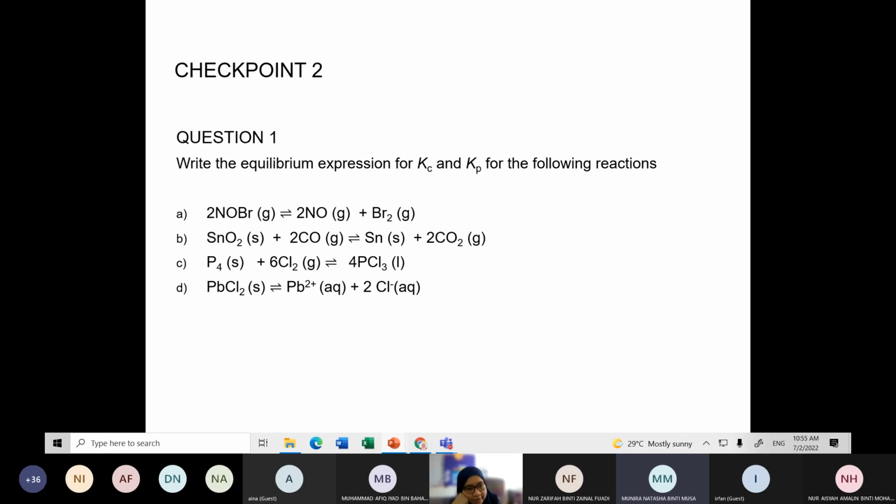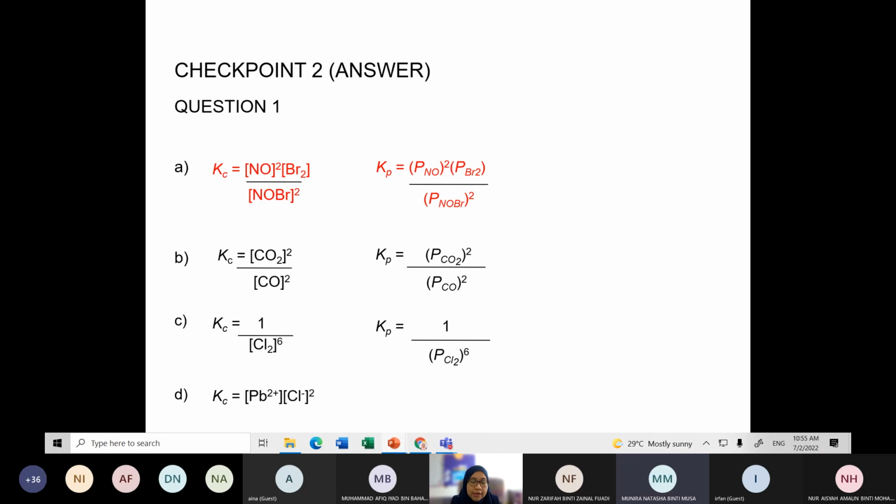Okay, are you done, guys? Yes. Okay. Right. Very good. You just have to write the equilibrium expression Kc and Kp only. Okay. There's no calculation involved. At least not yet. Okay. Jom, let's look at the answer. Okay. So that is for A.